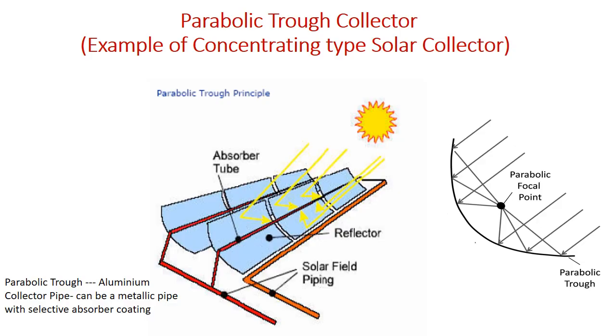So I repeat, we have a parabolic trough which is generally made of polished aluminium. The radiation is then reflected to a common focal point. Here the common focal point is the pipeline carrying water. The pipeline can be made of a metal with selective absorber coating so as to maximize the absorption of heat.